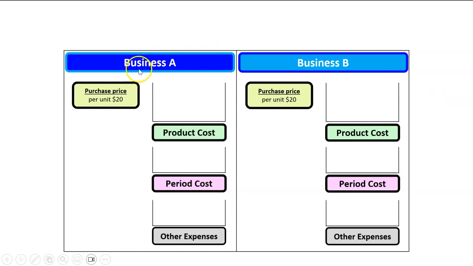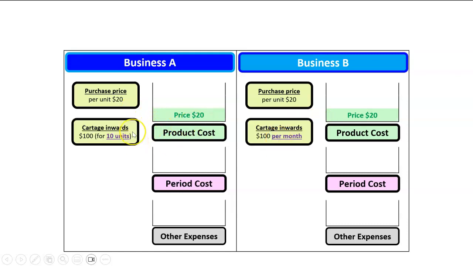Fourth principle, we've got business A and business B. Again, purchase price of $20, so that's part of the product cost for both businesses. Business A has cartage inwards for $100 for 10 units, and business B has cartage inwards of $100 per month. So for business A, we can logically allocate that. $100 for 10 units is $10. It should say cartage inwards there, not packaging, but $10 allocated as a product cost. But this business would be packaging of $100. So if you look at it, it was actually the same amount for both businesses, $100.